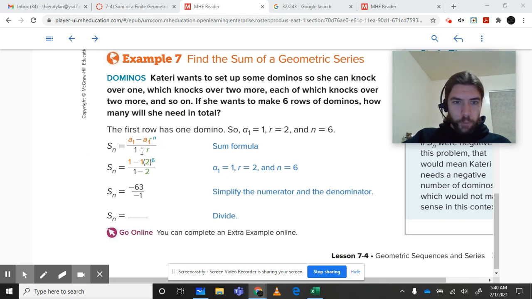You can just play with it. You can multiply both sides by 1 minus r. You can move things around. Maybe eventually it would pop out to you why this works. But for now, we're just going to use this formula.